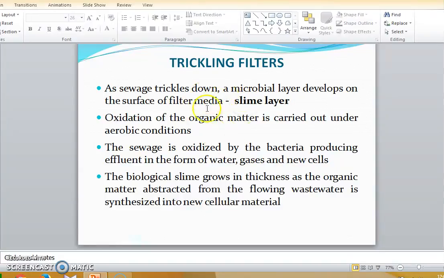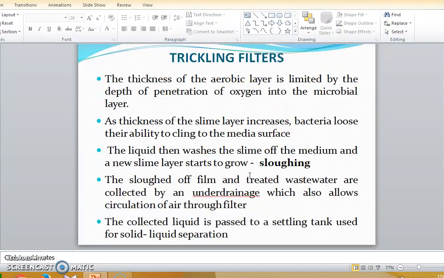So as the sewage is trickling down, a microbial layer develops on the surface of the filter media, and that layer is known as the slime layer, and the oxidation is carried out in this particular layer. As time passes this biological slime layer grows in thickness, and as the thickness increases the aerobic layer is limited. That is, the penetration of oxygen is limited and the bacteria lose their ability to cling to the media surface. So what happens then is that the incoming liquid washes the slime off the medium and a new slime layer starts to grow, and this process is known as sloughing.